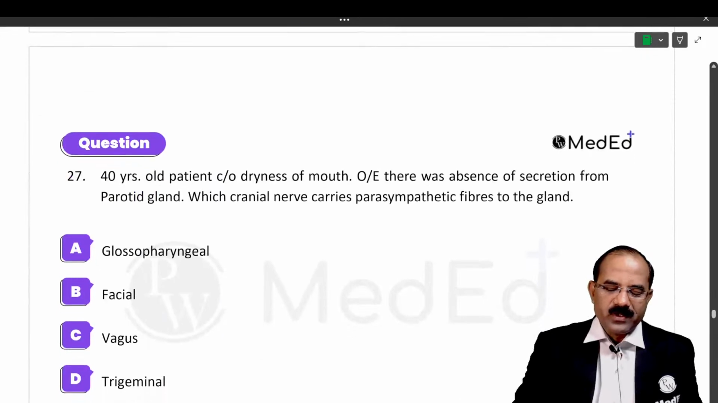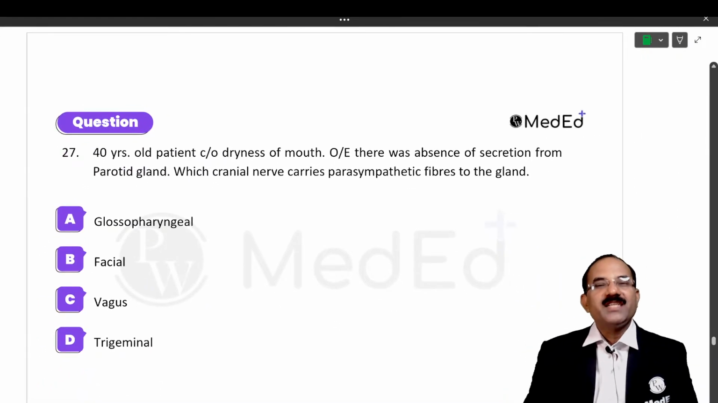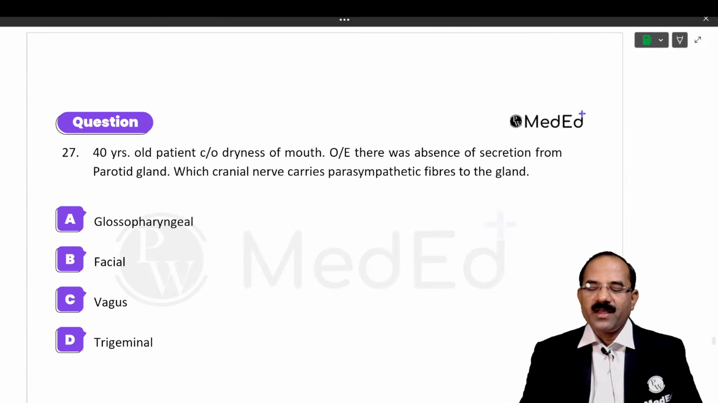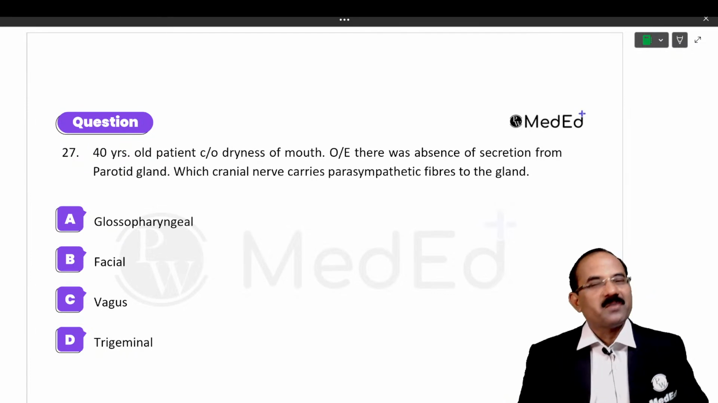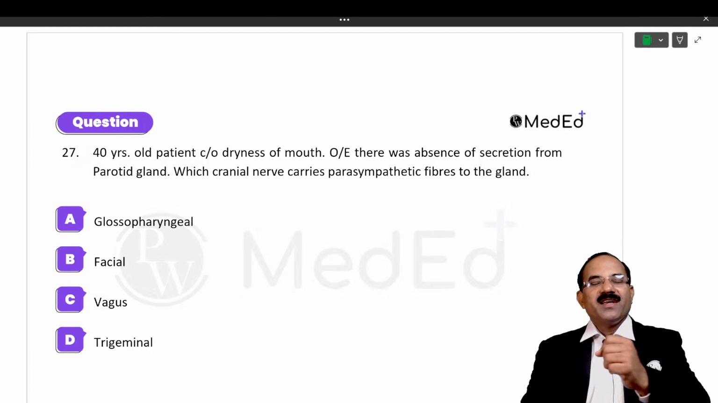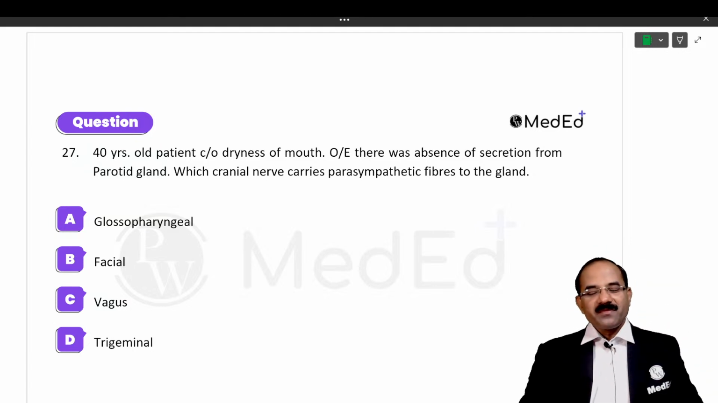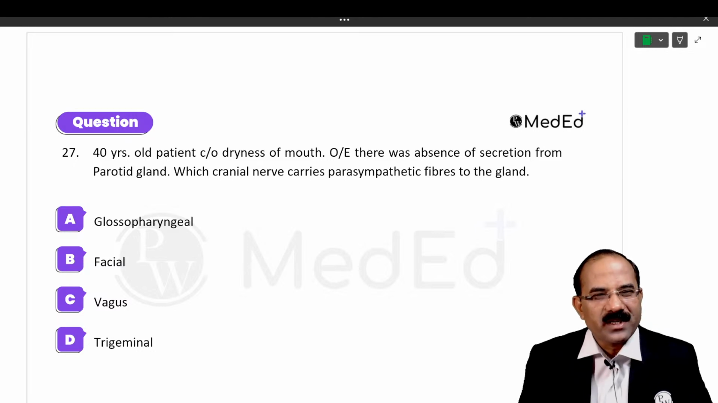Okay students, coming to the next MCQ. A 40 years old patient complains of dryness of mouth. On examination, there was absence of secretion from the parotid gland. Which cranial nerve carries parasympathetic fibers to the gland? Come on children, can you answer this? What is the parasympathetic nerve supply of the parotid gland? Which nerve carries parasympathetic supply to the parotid?